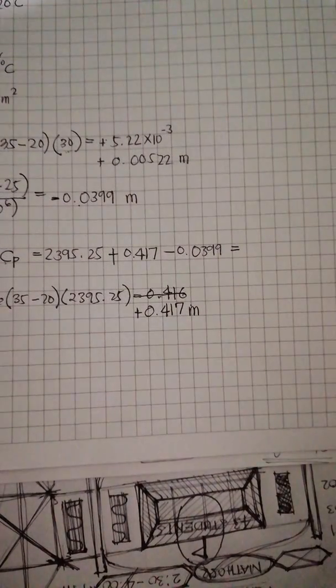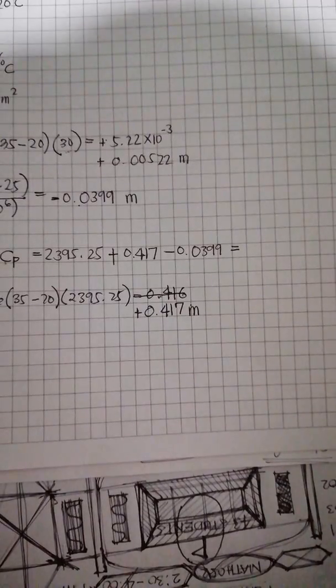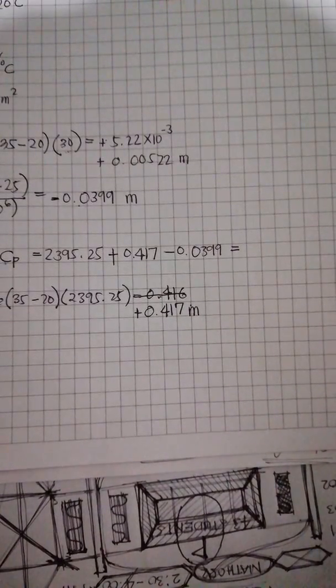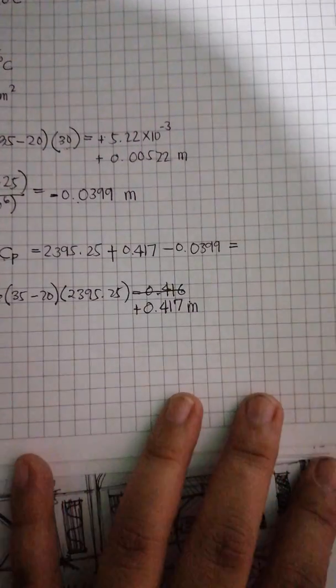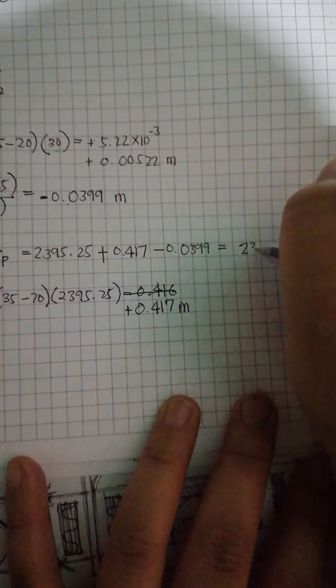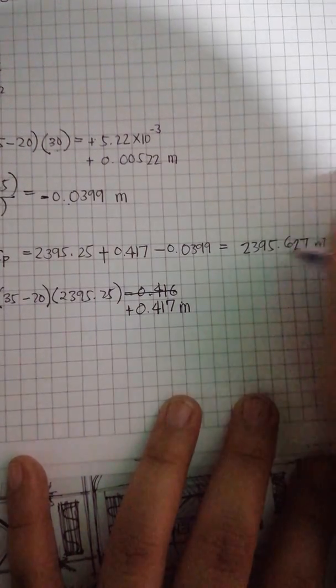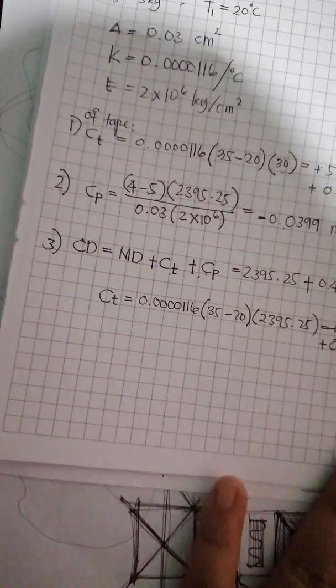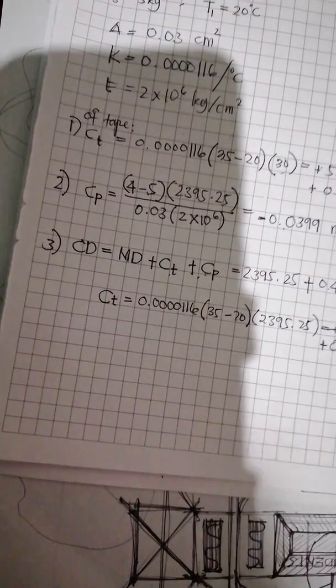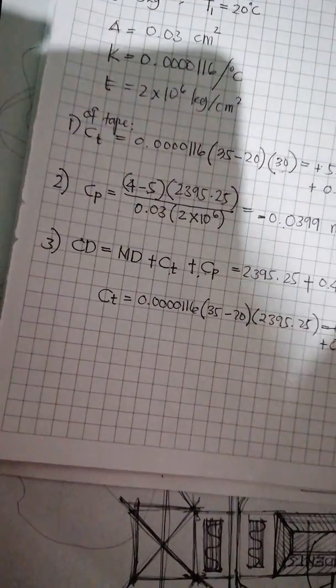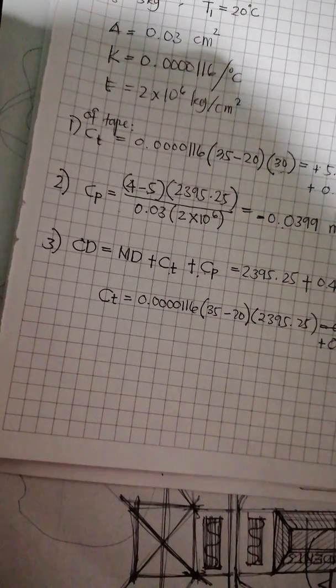So, 2395.25 plus 0.417 minus 0.0399. Okay, so the correct length is 2395.627 meters. So, that's combined corrections. Okay, you answer the plate that I will give you. Okay, and see you next meeting.